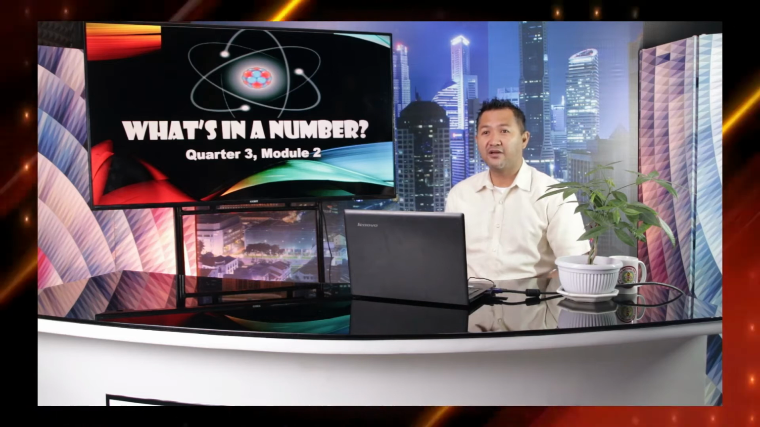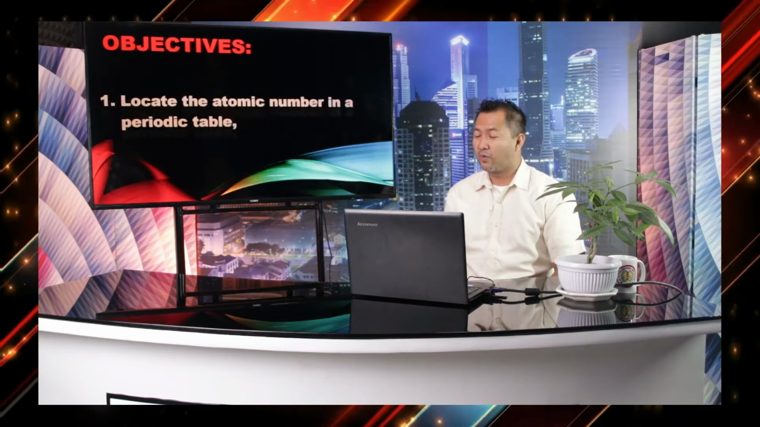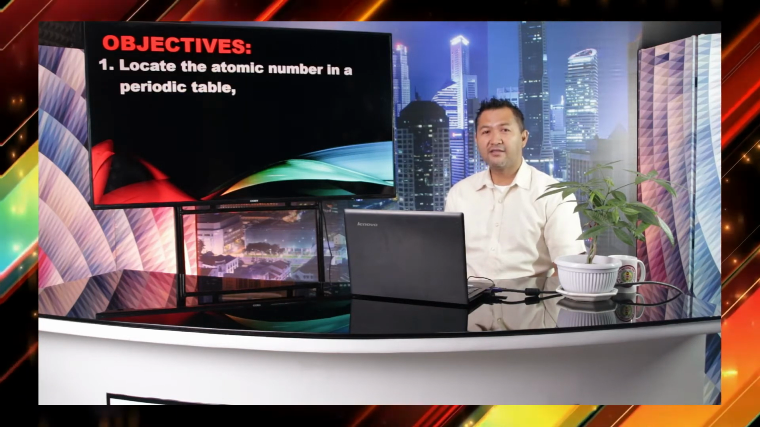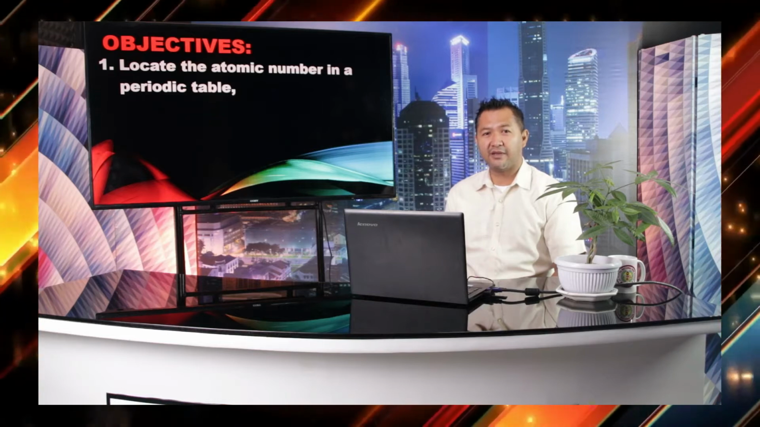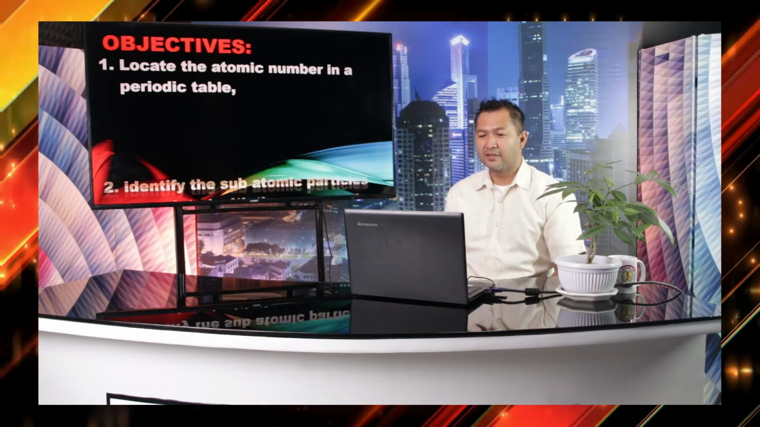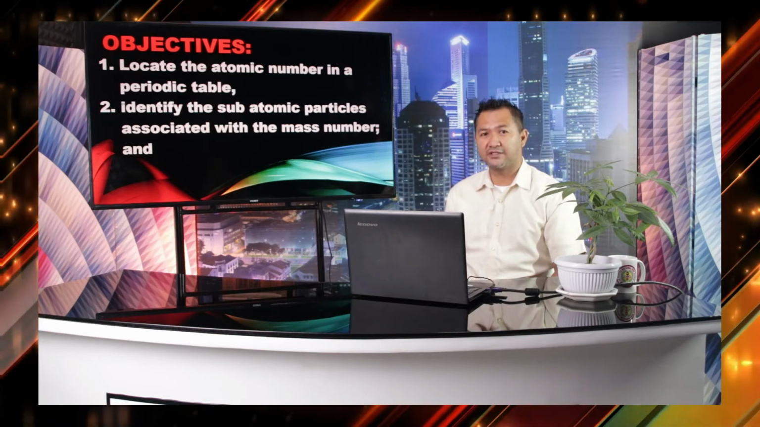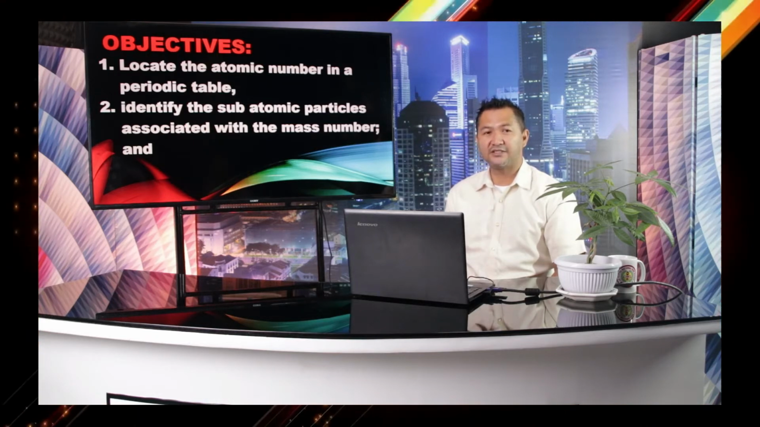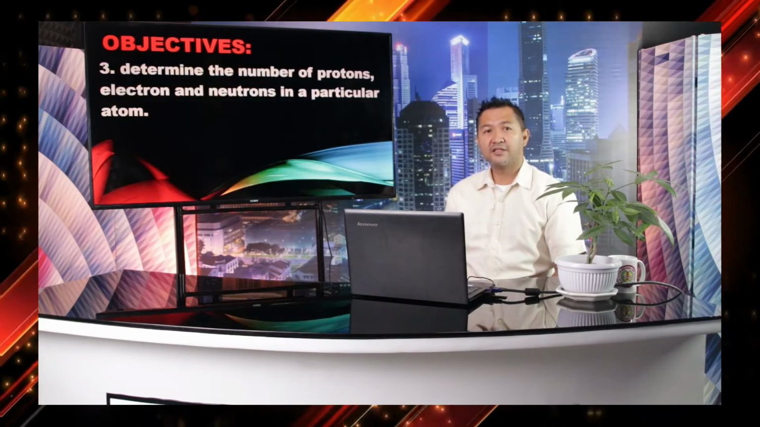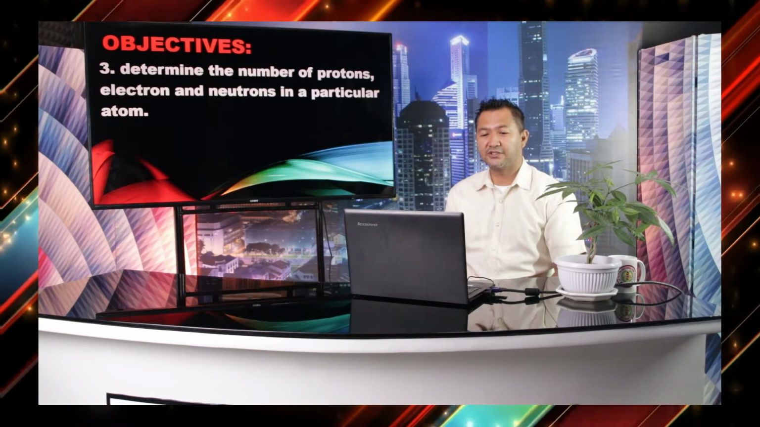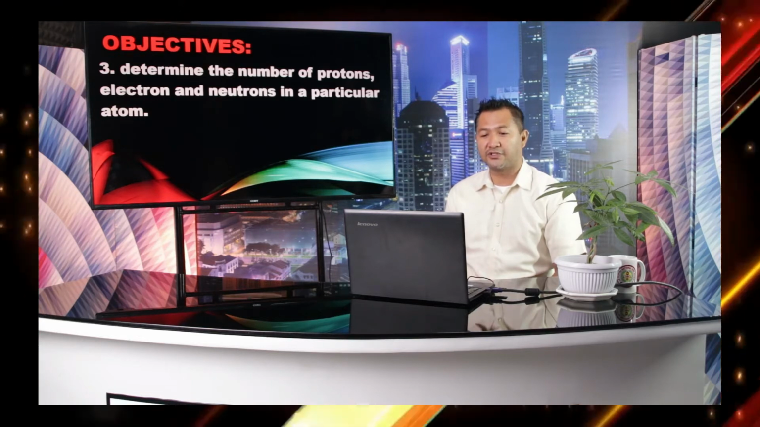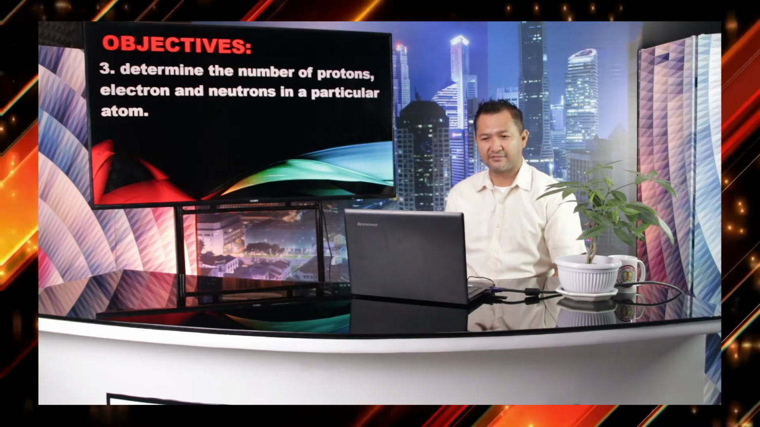What's in a number? Our lesson objectives for today's session are: number 1, locate the atomic number in a periodic table. Number 2, identify the subatomic particles associated with the mass number. And number 3, determine the number of protons, electrons, and neutrons in a particular atom.